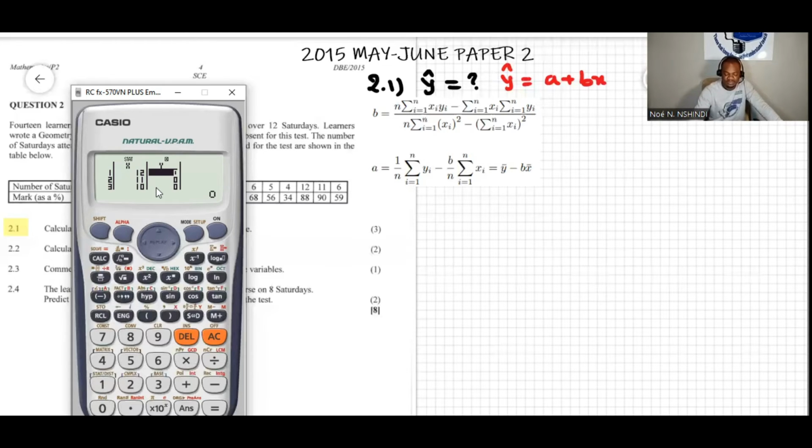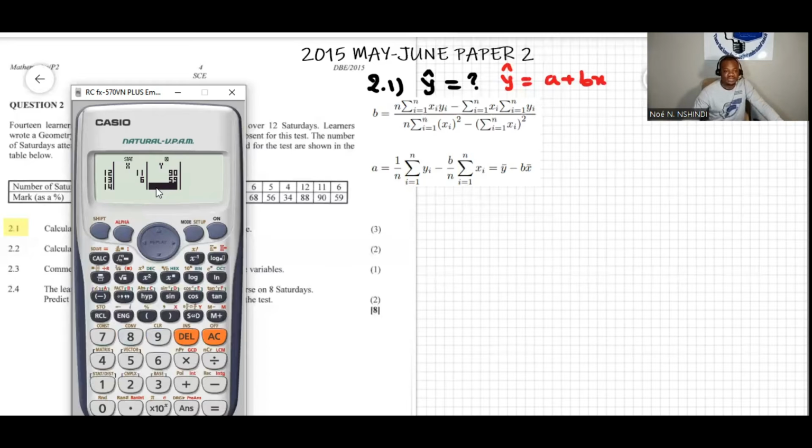So they're 96, equal, 91, equal, 78, equal, 83, equal, 75, equal, 62, equal, 70, equal, 68, equal, 56, equal, 34, equal, 88, equal, 90, equal, and finally 59, equal.